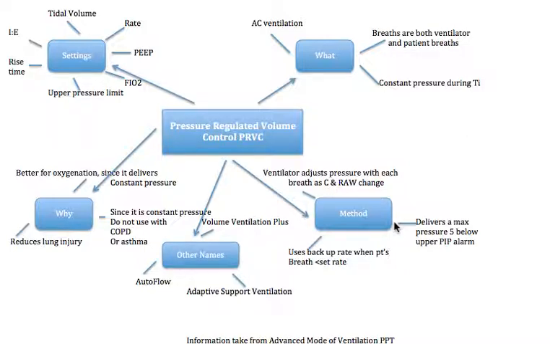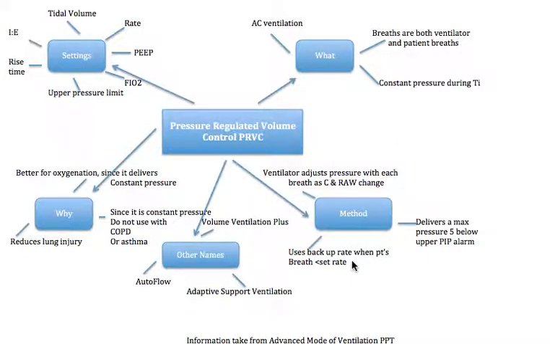So when we're talking about the breaths, the pressure that the ventilator will give, it's going to deliver a max pressure that's the one that you set 5 below your upper PIP alarm. So if you set your PIP alarm at 30, it's not going to deliver a pressure greater than 25. So let's go over here.